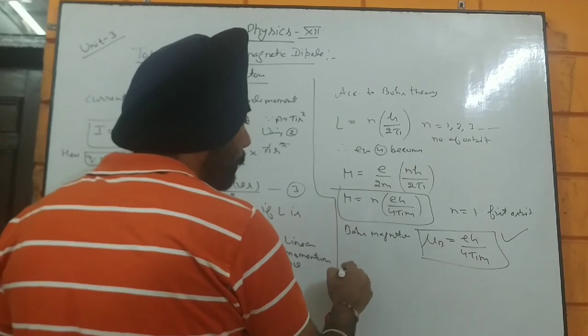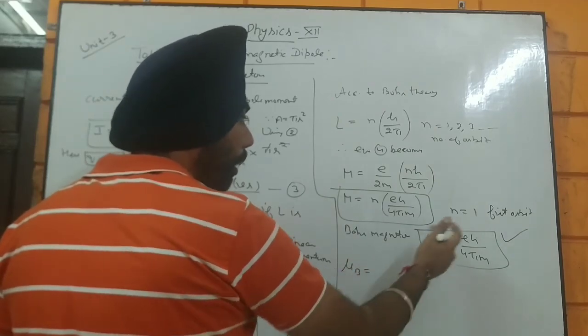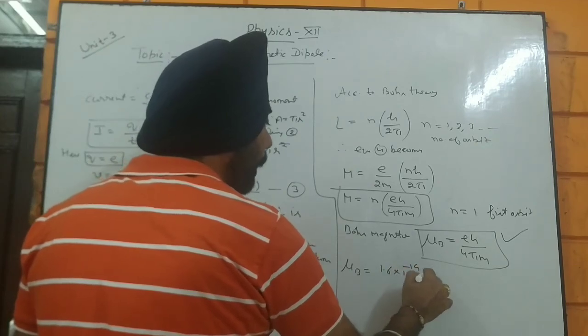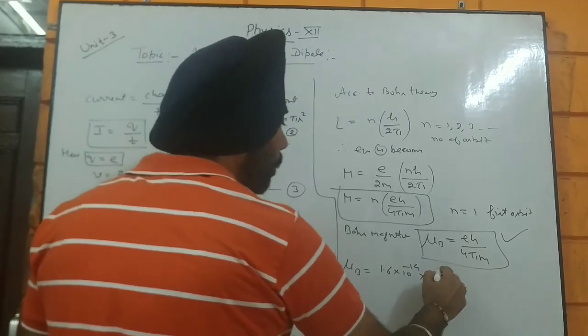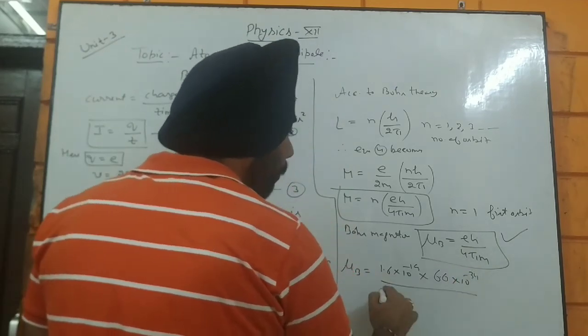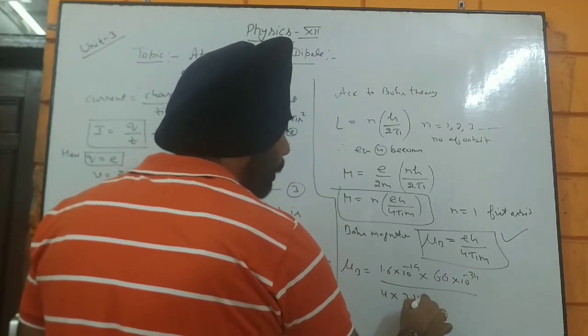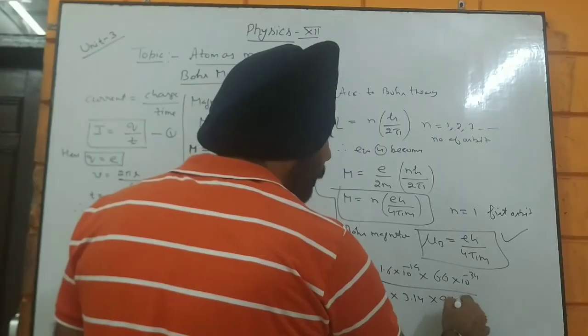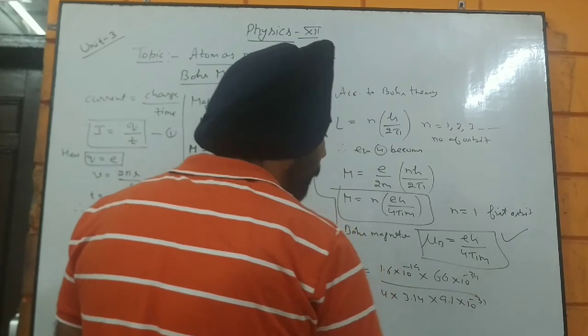You can also calculate that value because that is going to be a constant value. Now you can easily calculate that. So mu b is going to be now, what is the charge on electron? That is 1.6 times 10 raised to power minus 19. What is Planck's constant? 6.6 times 10 raised to power minus 34. Now that is 4, that is 3.14. And what is mass of electron? That is 9.1 times 10 raised to power minus 31.